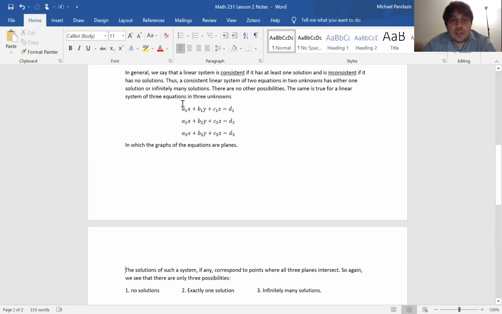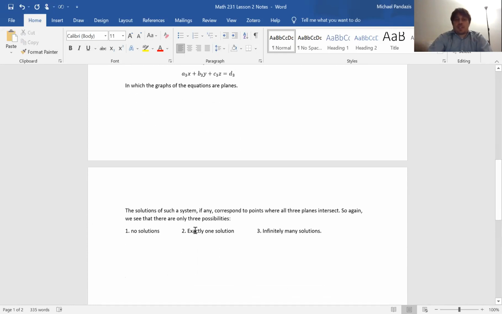Okay, so when you draw 3 planes in 3 space, and you look at all the points that lie in all 3 of those planes, you only end up with these 3 possibilities for how many points are in that intersection. Either there's 0 points of intersection, exactly 1 point of intersection, or infinitely many points in the intersection.